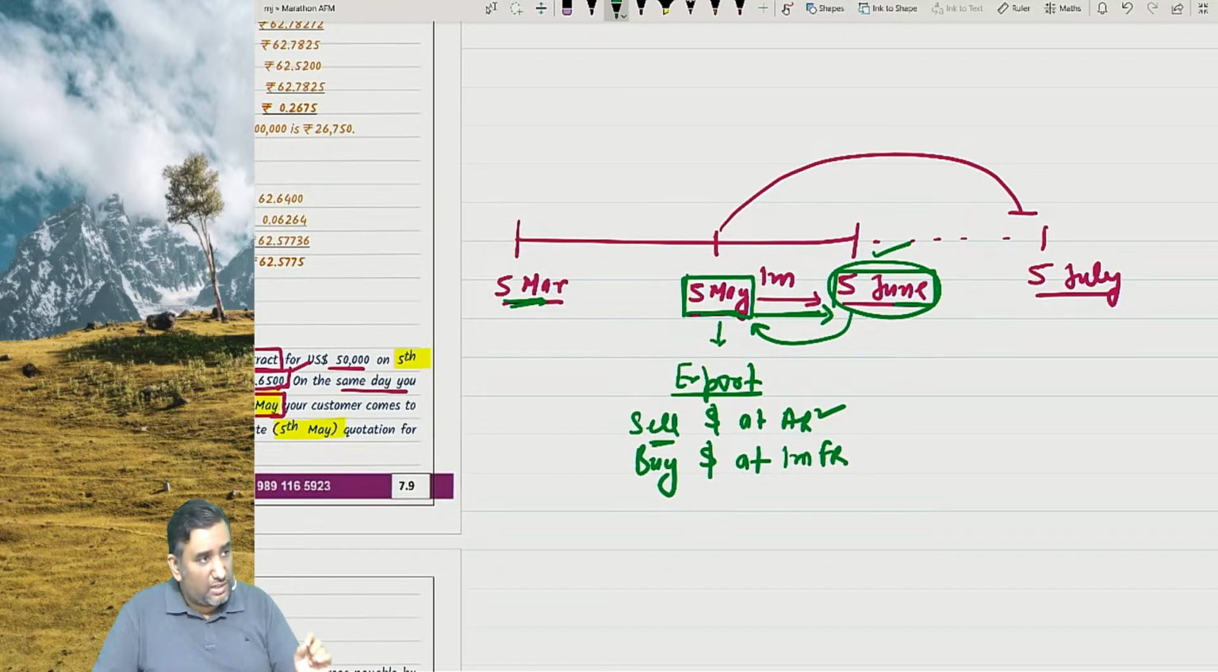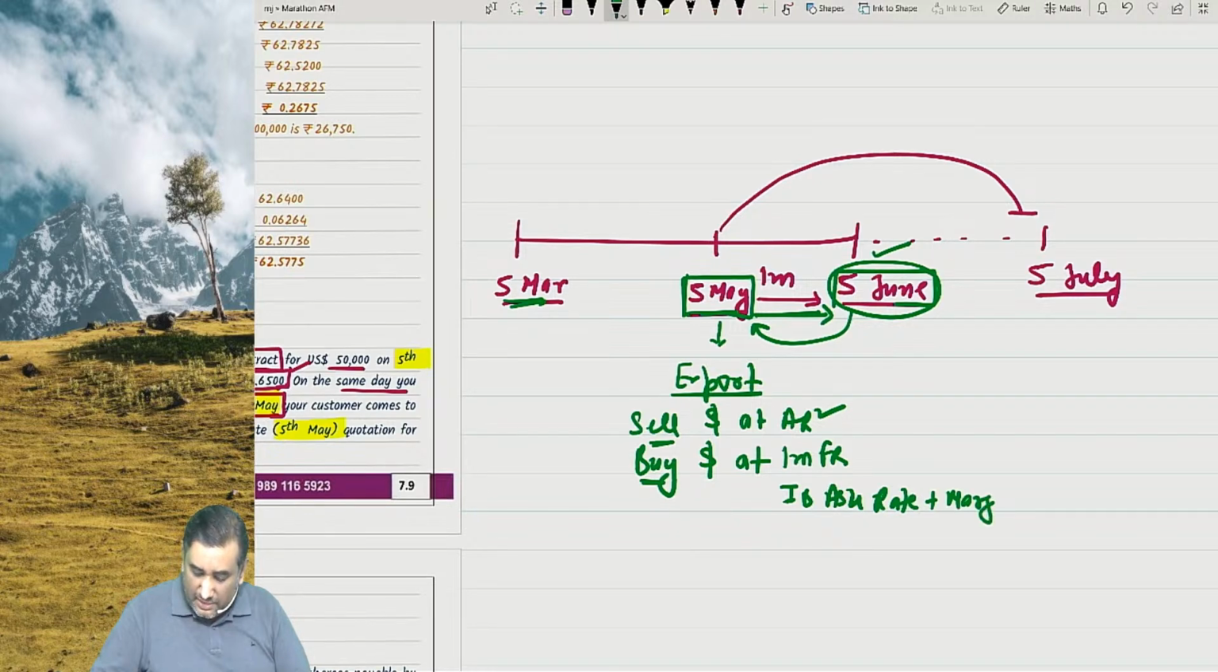Now, the exporter's original contract was a sell, so I will use the bid rate. Now the customer is doing what? Buy. At what rate will you buy? You are buying, I am selling, so ask rate. So I'll apply the interbank ask rate, and since you are buying, your cost will increase: plus margin. So this will be the cancellation which will happen.